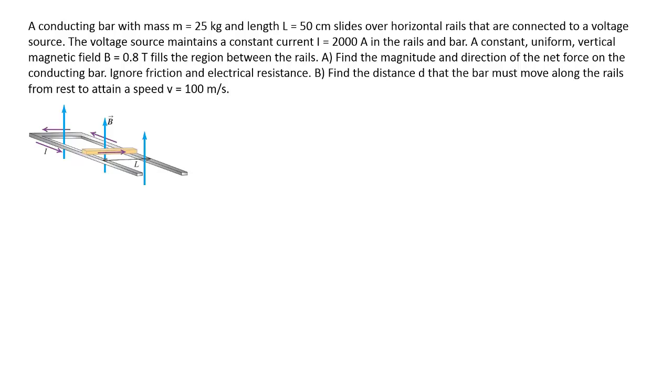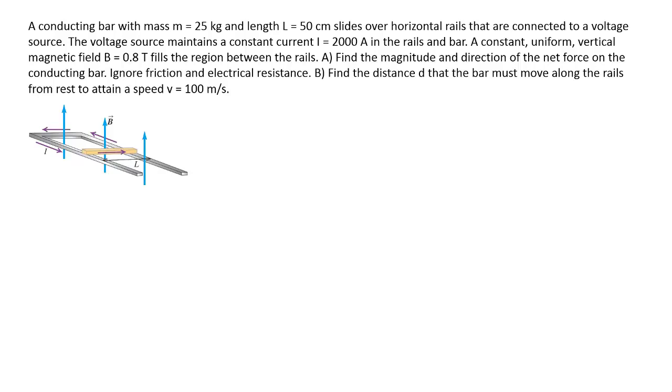A conducting bar with mass 25 kilograms and length 50 centimeters slides over horizontal rails that are connected to a voltage source. The voltage source maintains a constant current of 2000 amps in the rails and bar. A constant uniform vertical magnetic field of 0.8 Tesla fills the region between the rails.